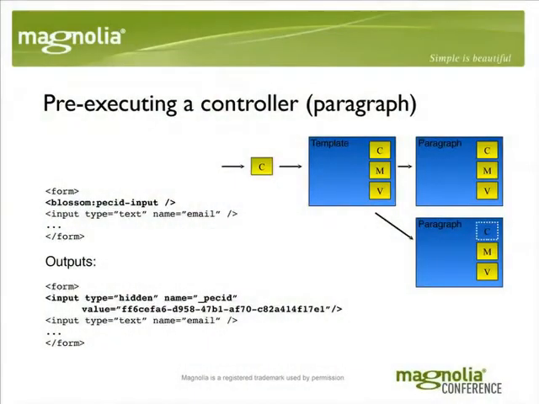The way you trigger this is by passing along a request parameter, which is called _packed, which, if I remember correctly, stood for pre-execution controller ID. It's just packed. Blossom has a tag lib for this. Blossom packed input outputs this input. It's a hidden input. Or append it to your URIs.